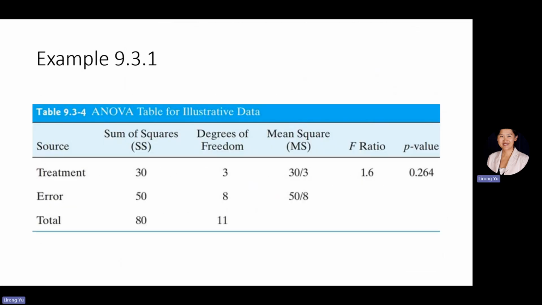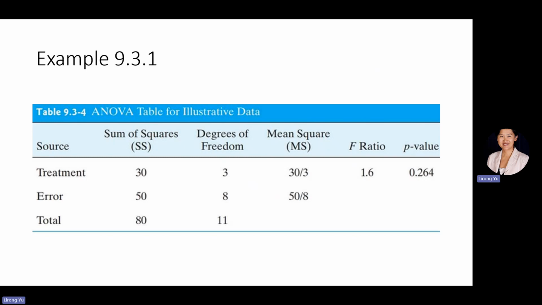Having that example, we can fill in the numbers in our ANOVA table. For the summation square, there are 30, 50, and 80, where 80 is the total summation square. For the degrees of freedom, there are 3, 8, and 11. You see the degrees of freedom in the calculation, and then the rest follows.